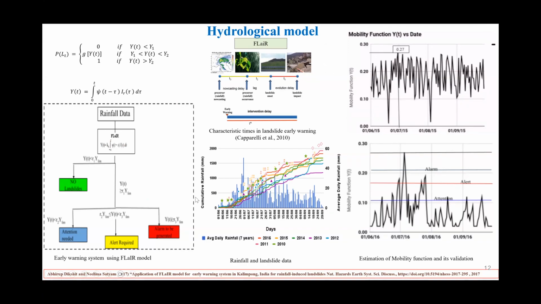And when you are feeding the rainfall data, as I said, in 2016 we instrumented our digital rain gauge. So we started getting our every 10-minute rainfall data of the region. Then what we have done is, if the mobility at any particular time is less than the critical value, obviously there is no failure.